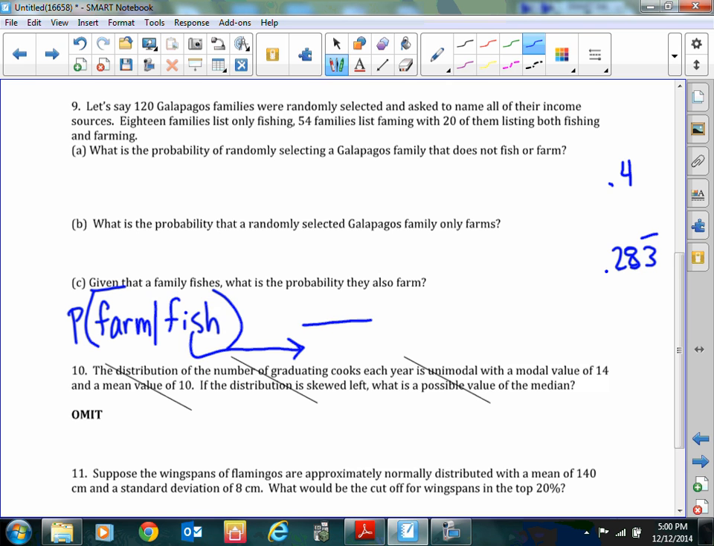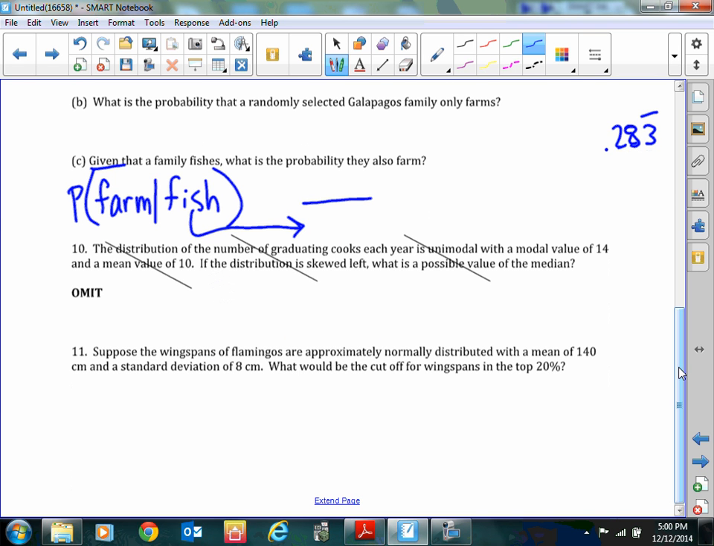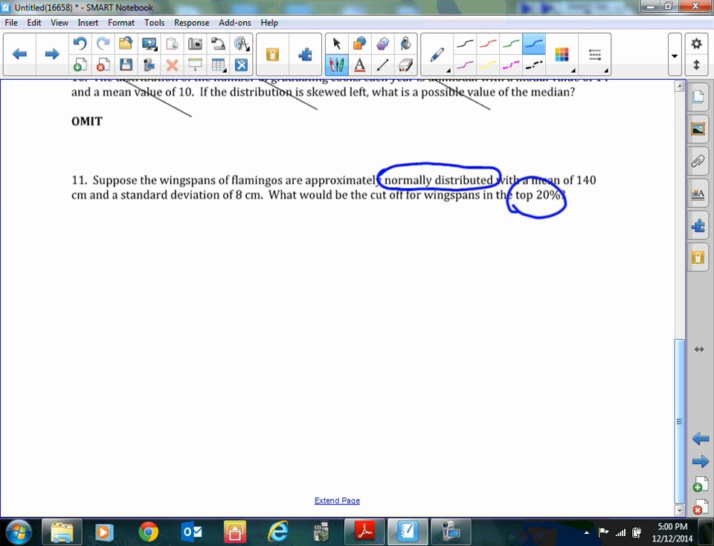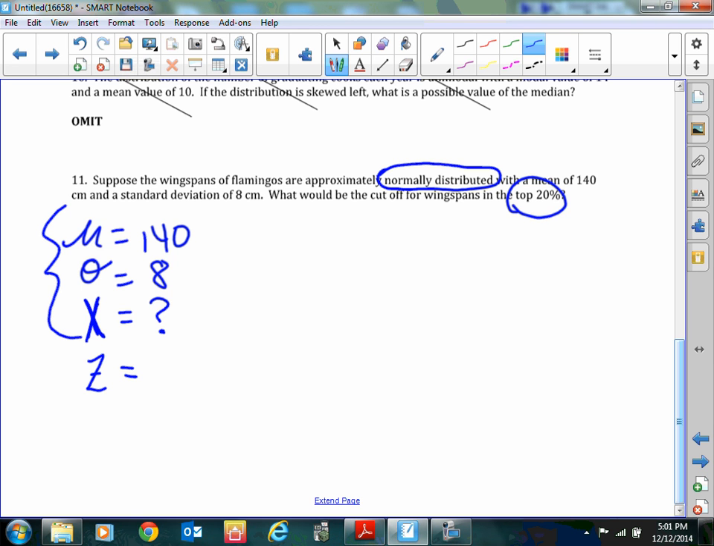And then number 11 is another normally distributed problem where you're going to be getting your z-scores. Here, you have a mean of 140 and a standard deviation of 8. What would be the cutoff for the top 20%? The question is wanting to know what the wingspan is, so what is the x value? But you don't have the ability to get a z-score from this information here. You have to use this top 20% information.